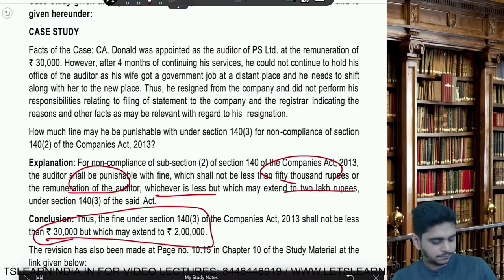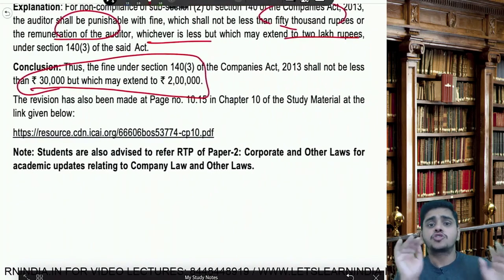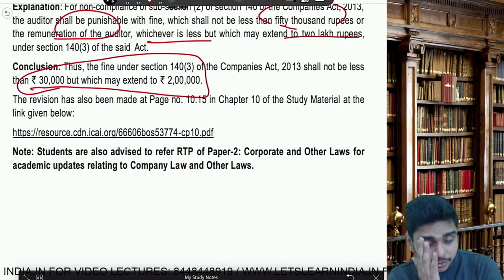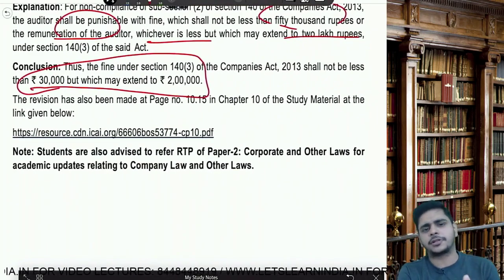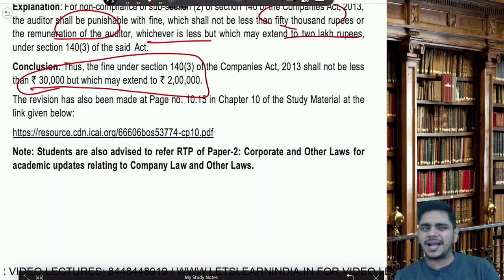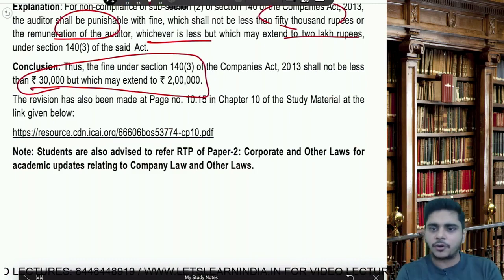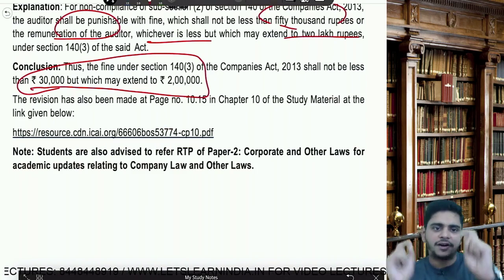Institute is saying students are also advised to refer the RTP of the paper Corporate and Other Laws. Students are advised. I am not advised. So I'll be putting a video for the corporate and other laws amendment. As such, there are no amendments. Whatever amendments were there were made in 23, they are already repeated. So first I'm recording the audit video, then I'll be recording the law video. So you can find it on the channel.